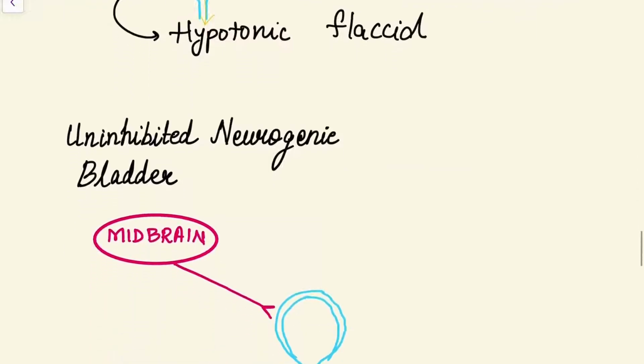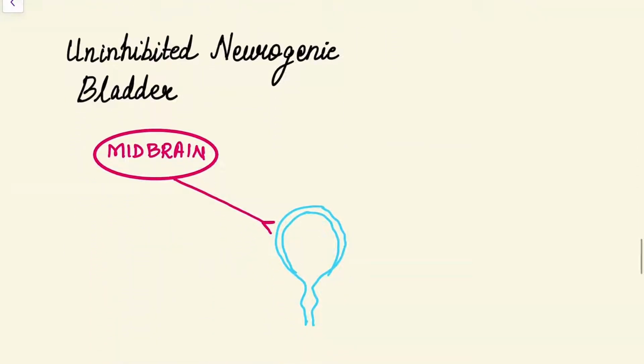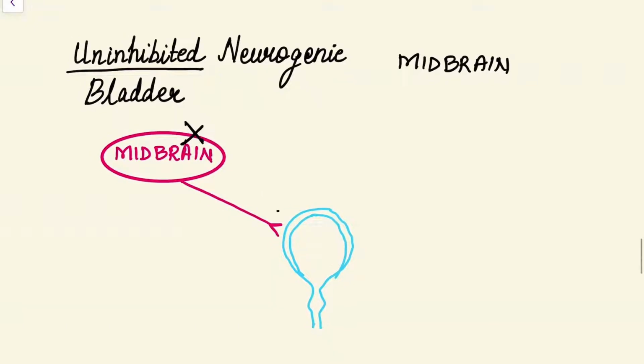The next applied aspect is called the uninhibited neurogenic bladder. Now the name says it all, always. Uninhibited, that means there's a lesion in an inhibitory center. So we know that the inhibitory center here is our midbrain, as shown. Now, this midbrain has a lesion in it, as a result of which it has to normally inhibit it, but now it's not able to do so.